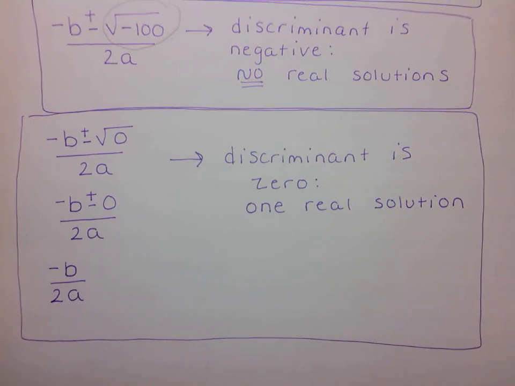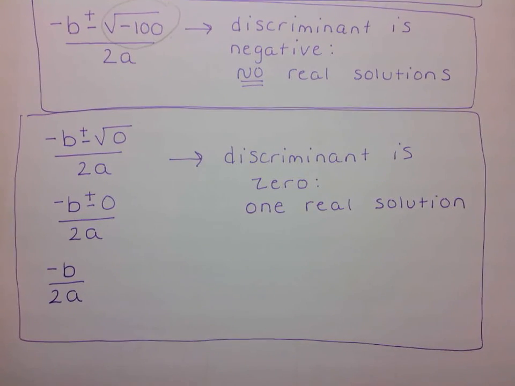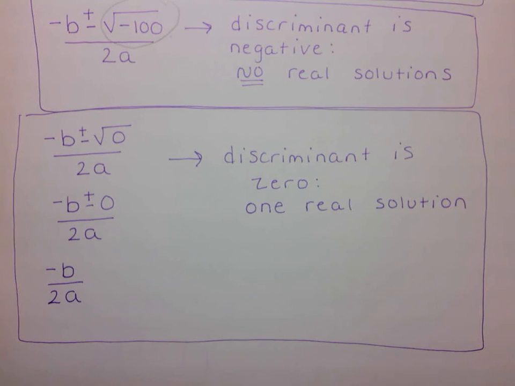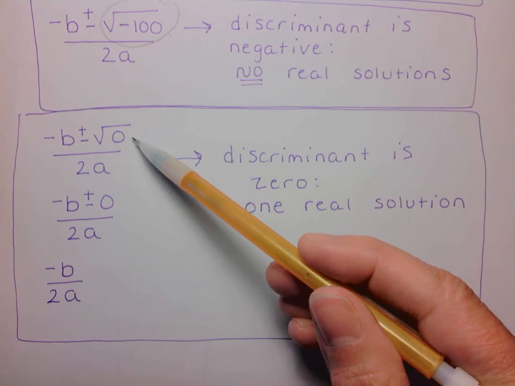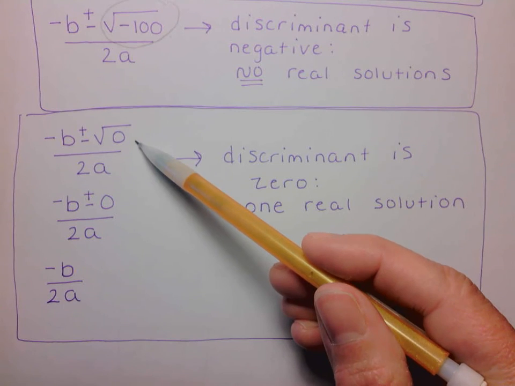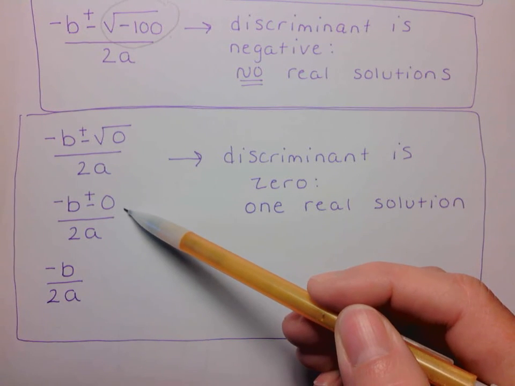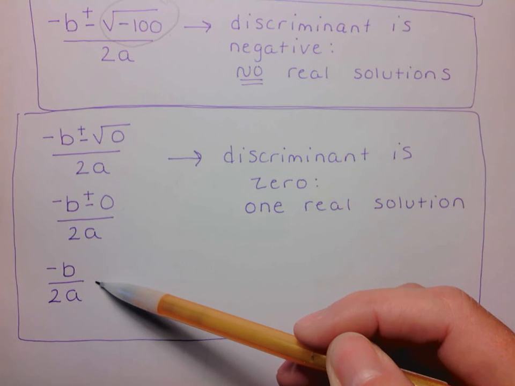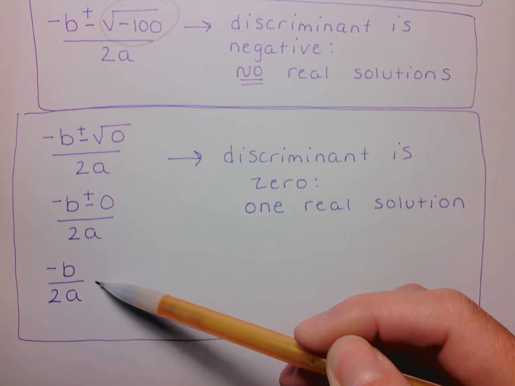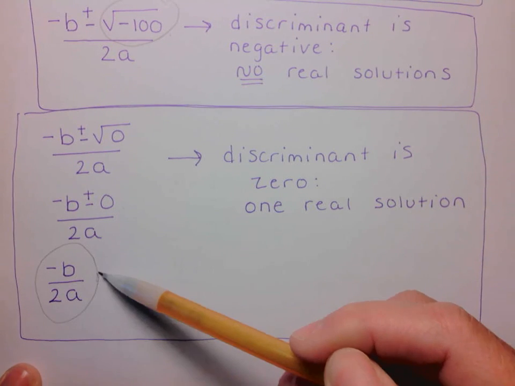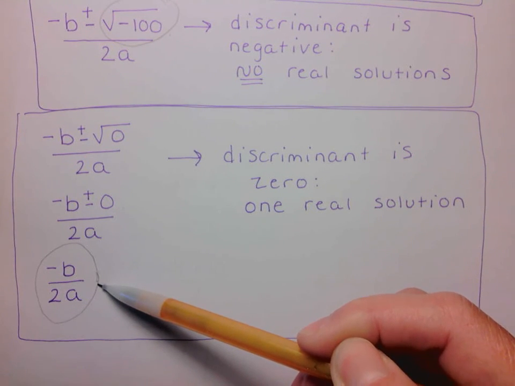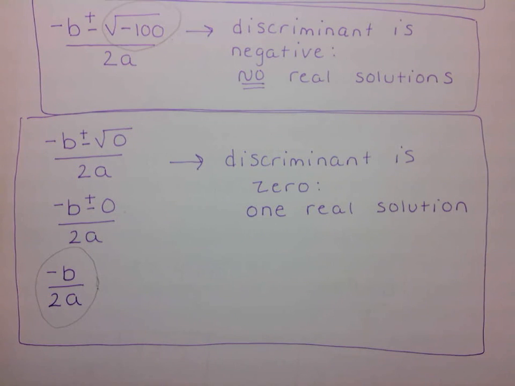And finally, if the discriminant is 0, you will have one real solution. And this is why. If the discriminant is 0, you have the square root of 0, which is 0. And so what is your solution going to be? X equals negative b over 2a. And you should recognize this. What is this? Remember, that is how we determine the x coordinate of the vertex. So if the discriminant is 0, you will have one real solution.